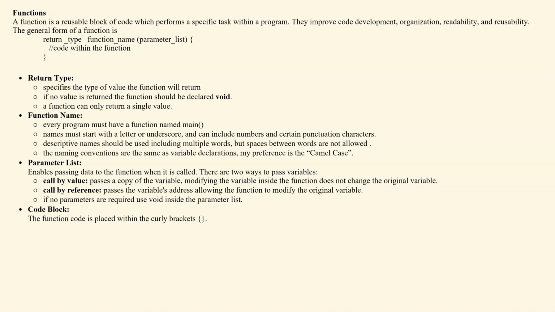The parameter list allows data to be passed to the function when it's called. There are two ways to pass variables to the function: call by value, which passes a copy of the variable. Modifying the variable inside the function does not change the original variable. And call by reference, which passes the variable's address to the function, allowing the function to modify the original variable. If no parameters are being passed to the function, then use void inside the parameter list.